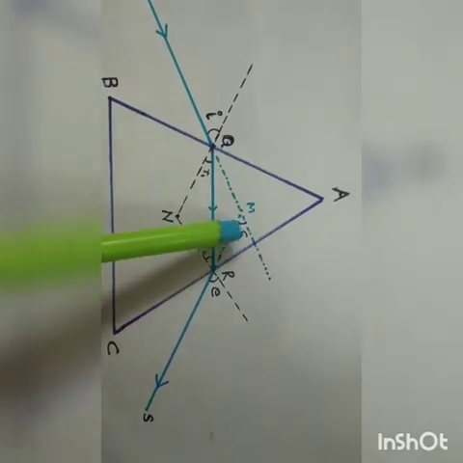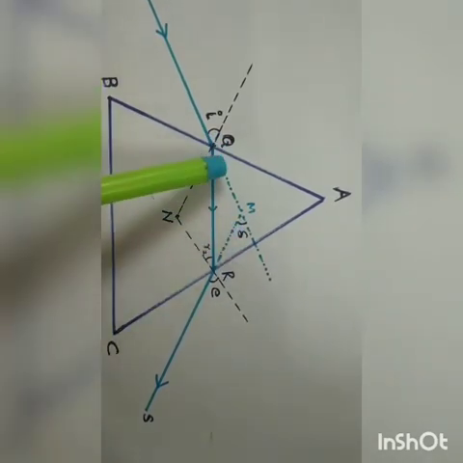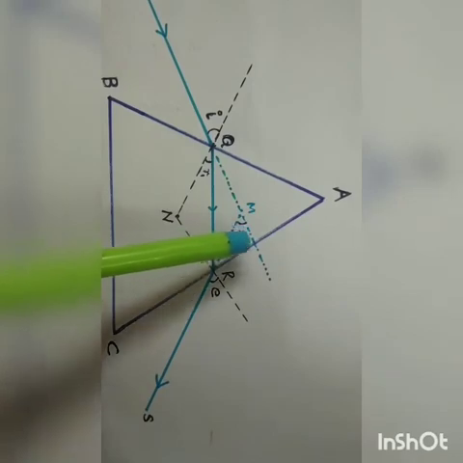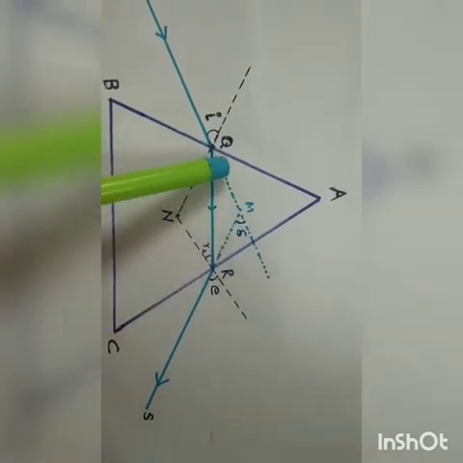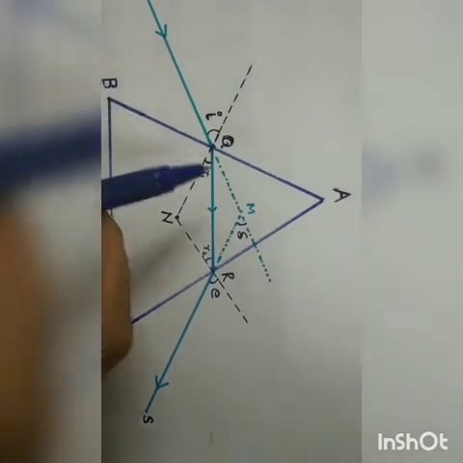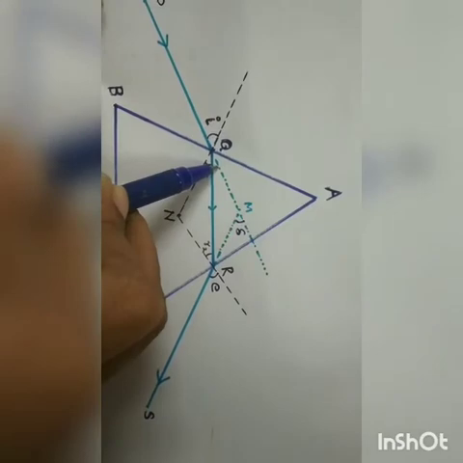We have already studied in the previous derivations that the external angle is equal to the sum of the internal opposite angles. These two are internal angles. This is the external angle. So delta is the sum of this angle plus this angle. Okay. Now what is the value of this angle?